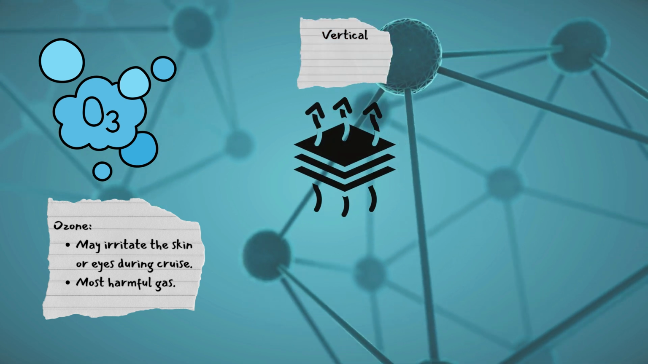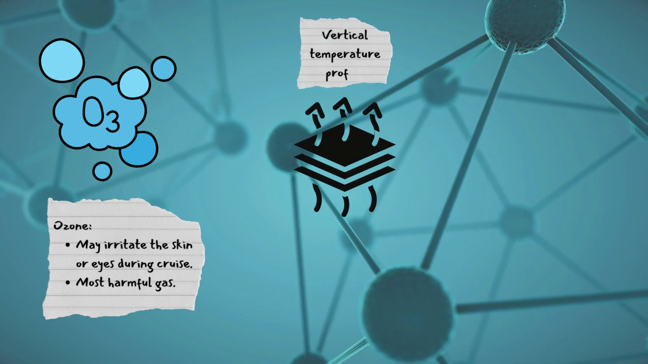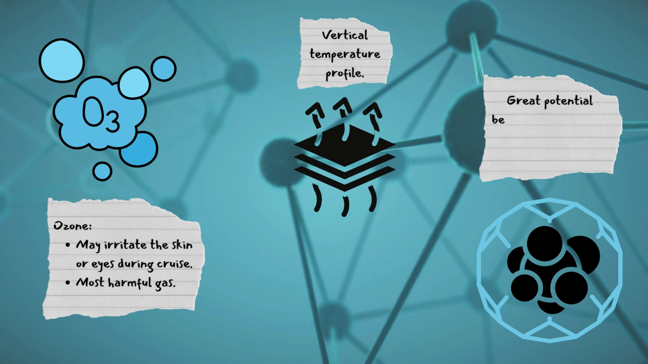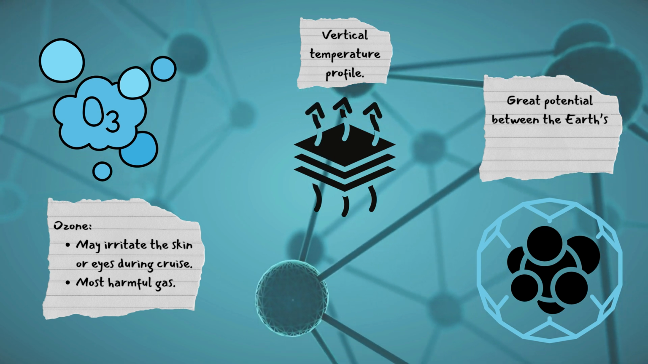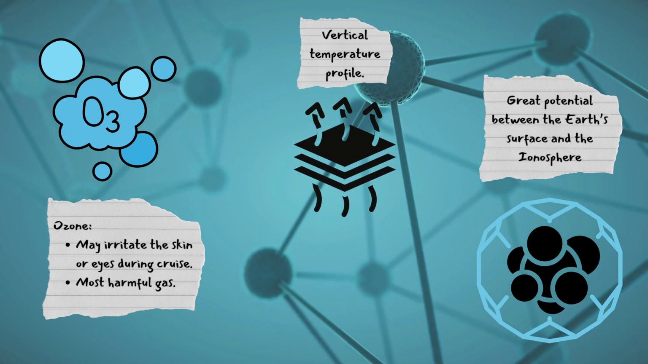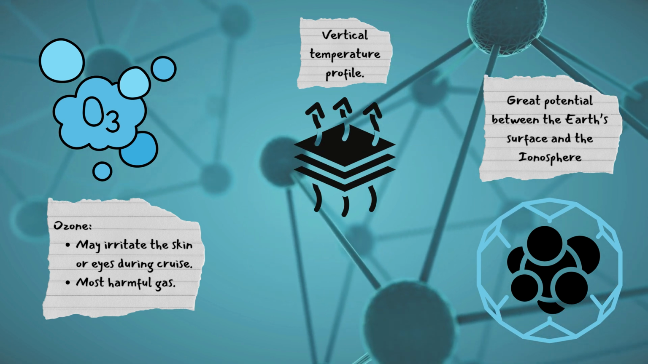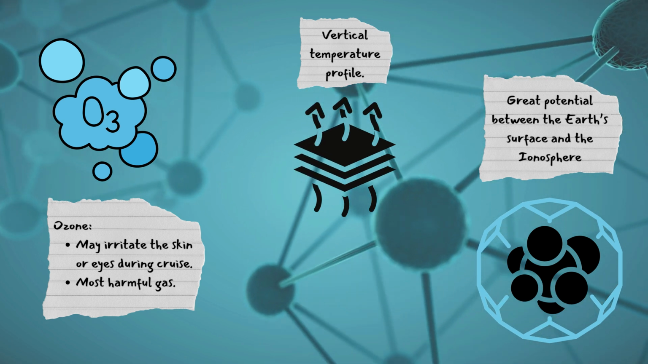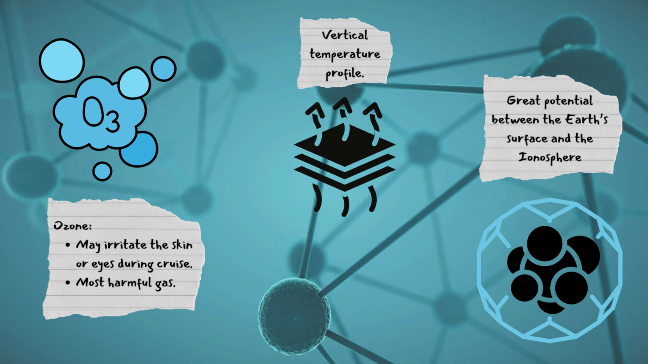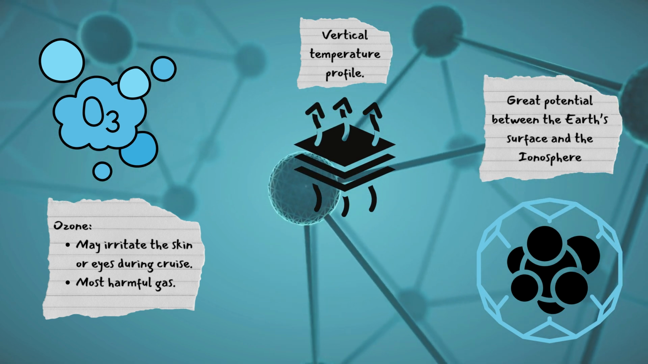The atmosphere is split up into layers according to the vertical temperature profile. Additionally, there is great potential between the Earth's surface and the ionosphere, because the electrically charged particles between the ground surface and the ionosphere have different distributions. Understanding these details helps us appreciate the atmosphere's complexity and its impact on aviation.